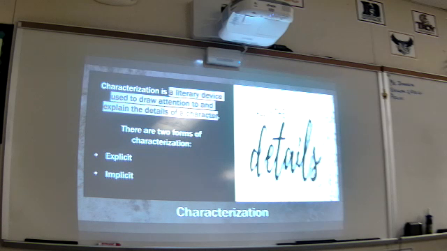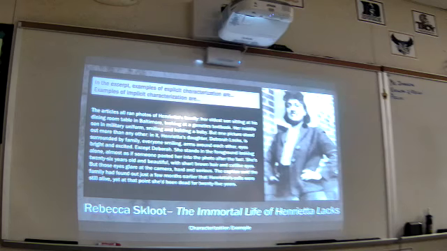Over the course of an entire story, you might only get an implicit or indirect description of the character. But you get enough that by the end of the story, you have a pretty good idea of who this character is and what they're about. That makes sense? It can also be found in the description of their behavior. The things they do, the why behind what they do. All right? Again, we're going to play a little game later that will help us with characterization.